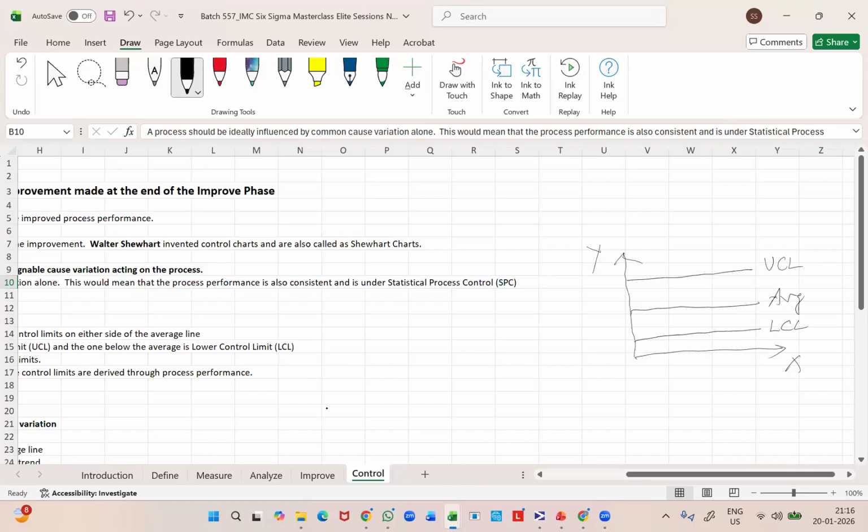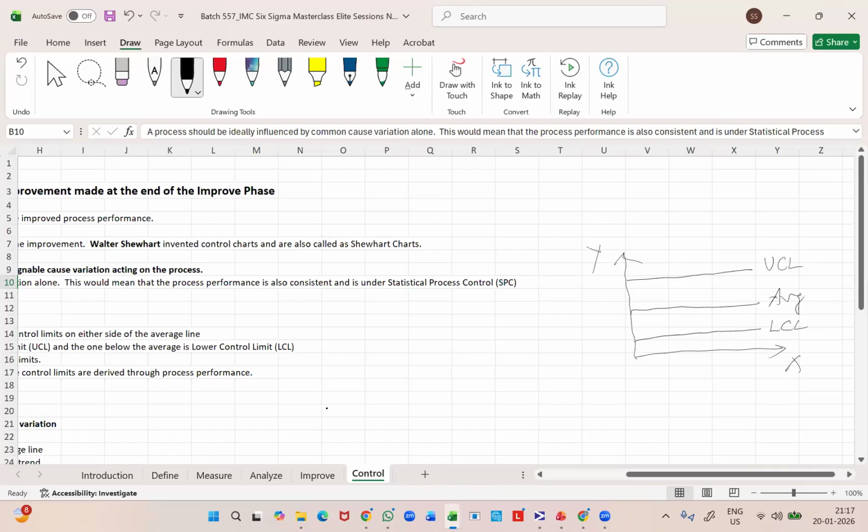And one thing we need to clearly remember here is these control limits are totally different from specification limits. People always tend to get confused between the control limits and the specification limits. So control limits are totally different from the specification limits. Specification limits, we all know. Who provides the specification limits? The customer provides the specification limits, whereas the control limits are derived from the process performance.